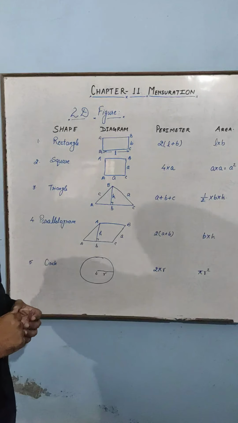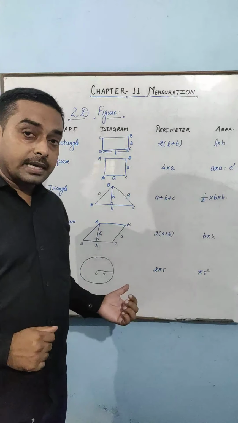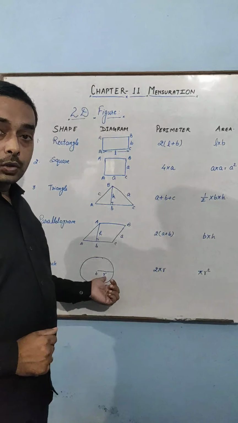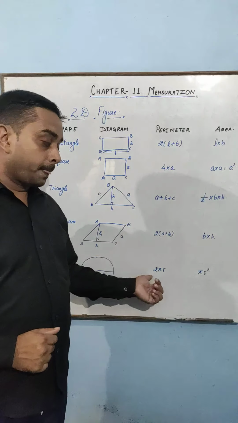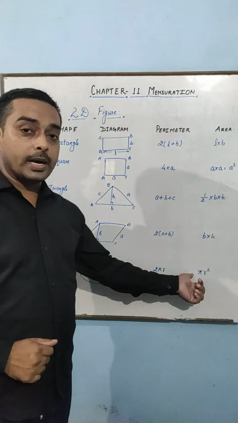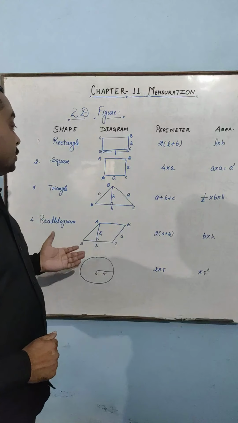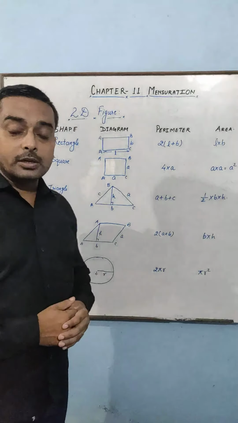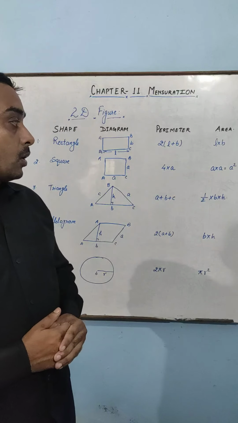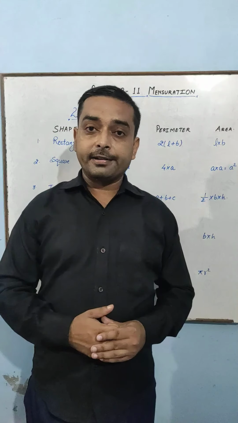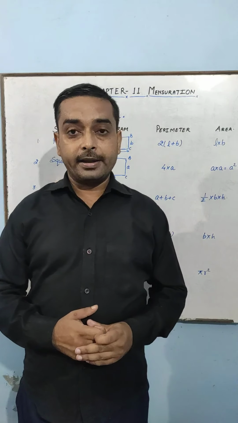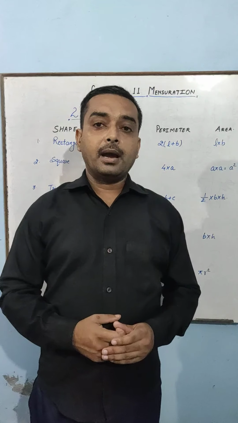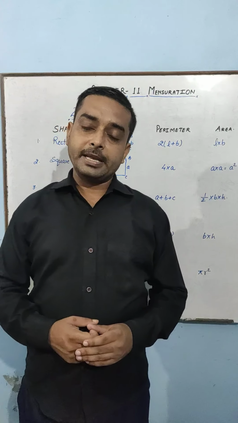After the parallelogram, there is a circle. Let the radius of the circle be r. So its circumference is 2 pi r and its area will be pi r square. All these shapes and all their perimeter and area we are using to solve the questions. Okay, now there is some special type of quadrilateral whose area and perimeter we will find, and also we will learn how to find the perimeter of the trapezium and area of the trapezium.